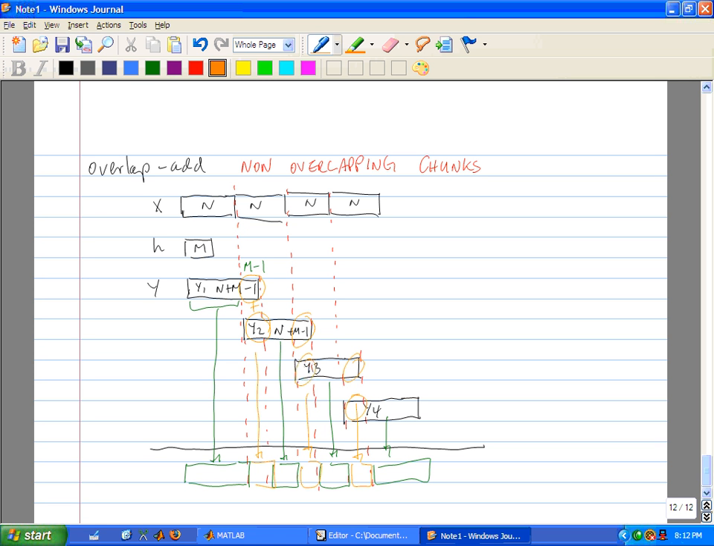So let's see if there's a clever question I can ask out of this. Let's say I have an audio signal and I decide to break it into chunks of length 100 and filter it with a filter of length 3. How long do I have to wait before I know what the 102nd element is of my result?